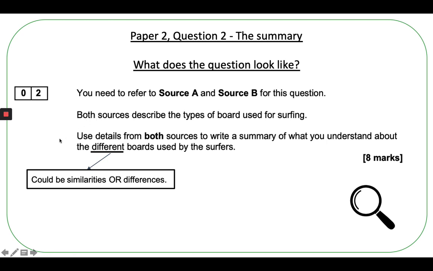And it will always tell you to use details, which means quotations and inferences, from both sources to write a summary of what you understand about the different boards used by the surfers. So, it might ask for similarities or differences, and it will always give you a focus to compare.